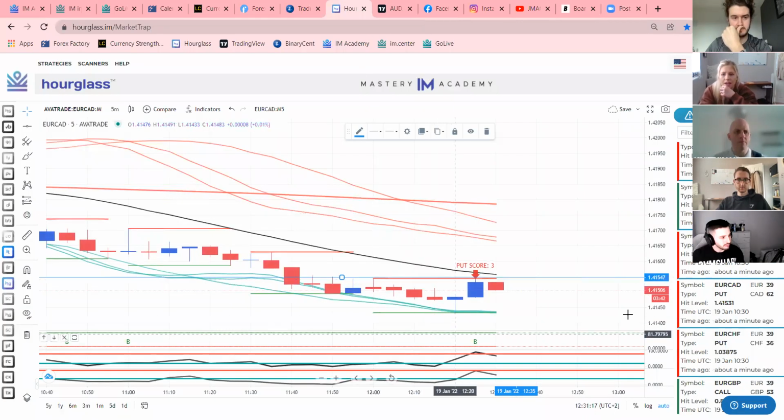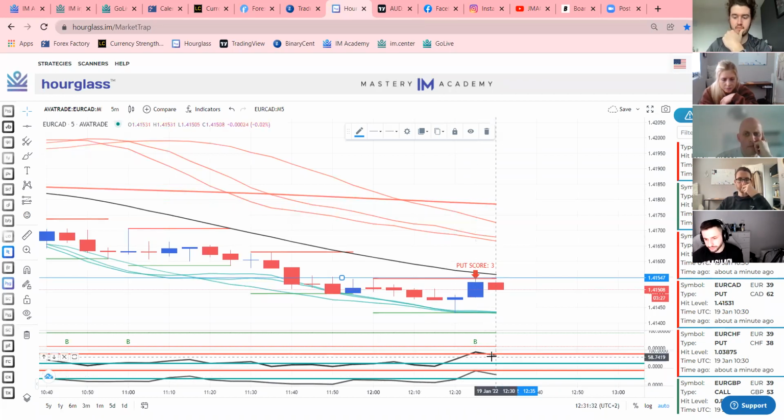So again, let's just go over that again. We're looking at EuroCAD. The Euro is weaker than the CAD, which is why we're looking for a sell opportunity. Here we had the black lines crossing over the red. So it's crossed up and we want it to cross back down. So it's in the red, which is perfect.